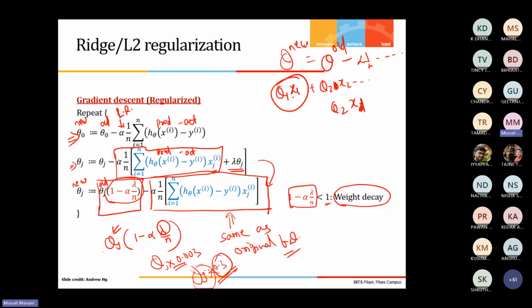And how am I doing it here? In a weight update rule, see, the new update will only happen based on the old theta value. If the old theta value itself is very high, how much will we reduce? If you want to reduce it, then the gradient update rule. So we are reducing the old theta value itself first, and then applying a gradient update.